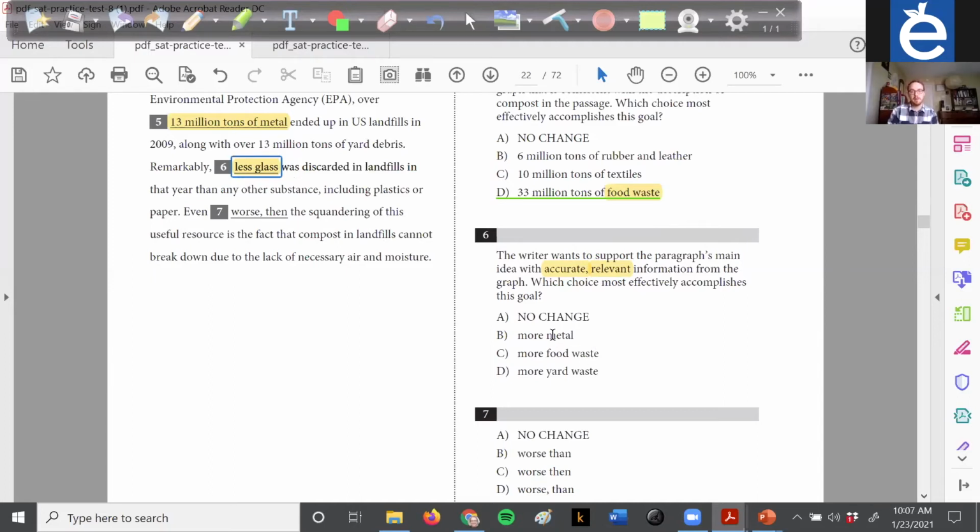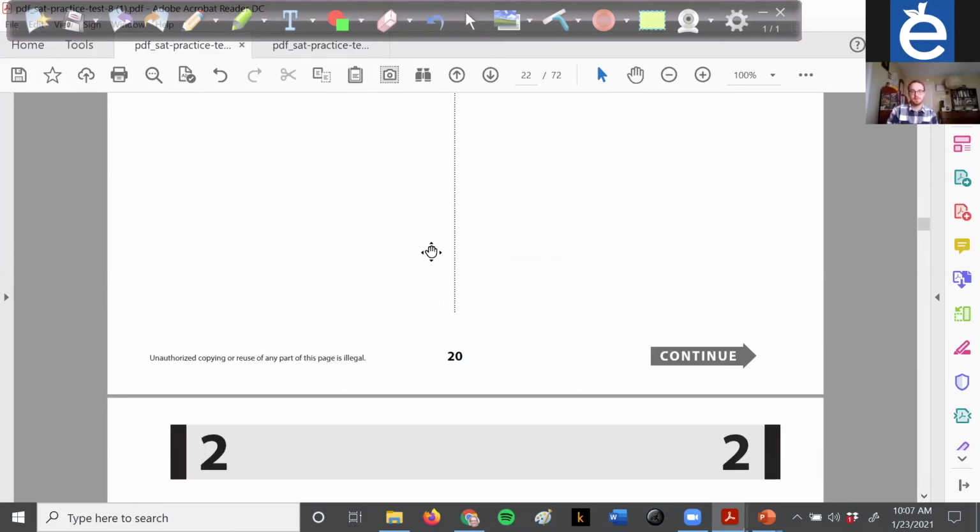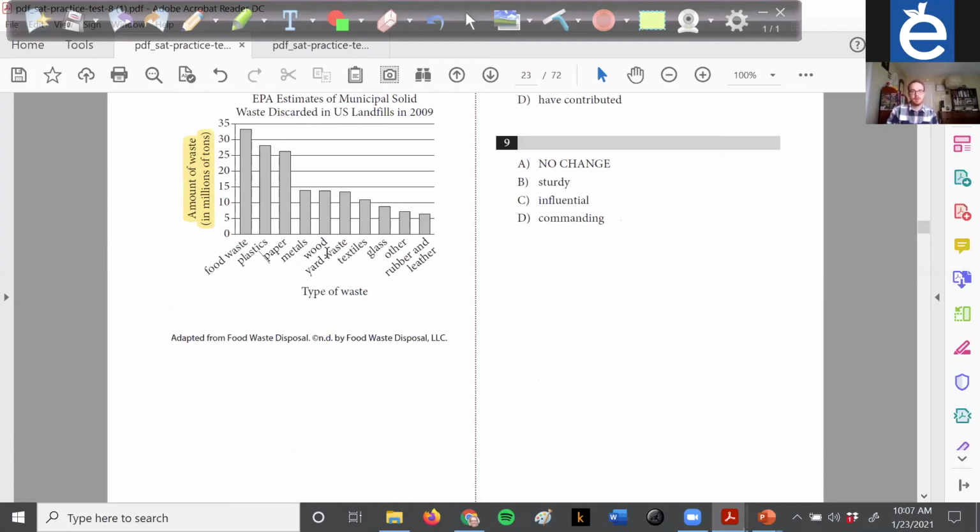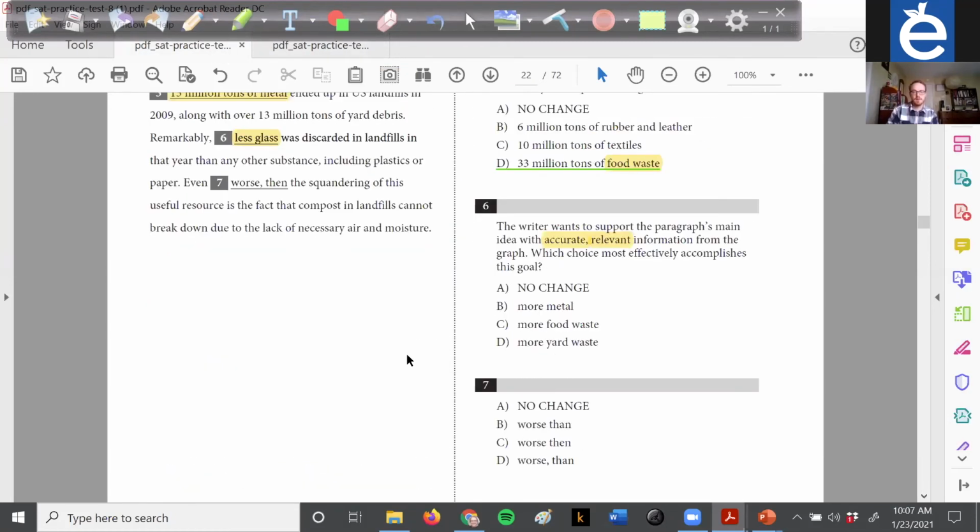So let's plug and play. Was more metal discarded in landfills than any other substance? No, metal's around the middle here. It looks like our leader is food waste. And lo and behold, we do have that answer. So that's not only relevant to the passage, it's also accurate.